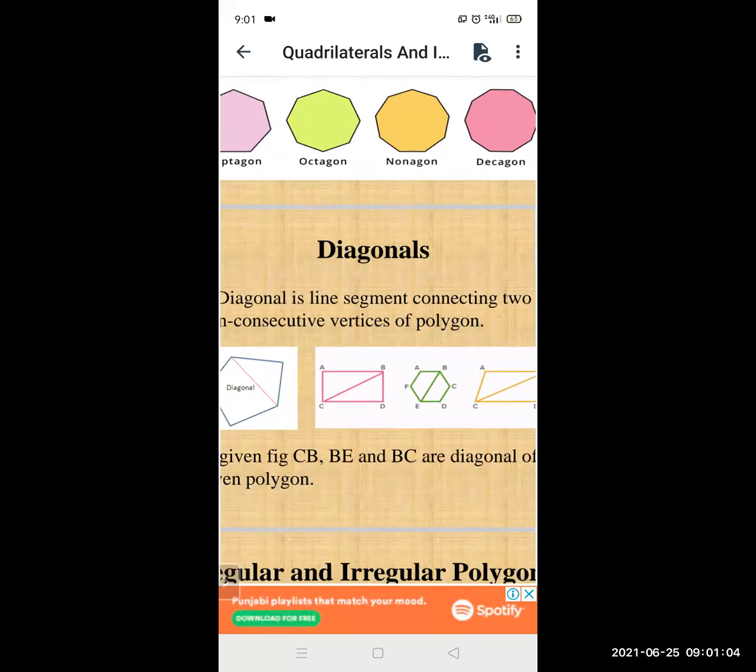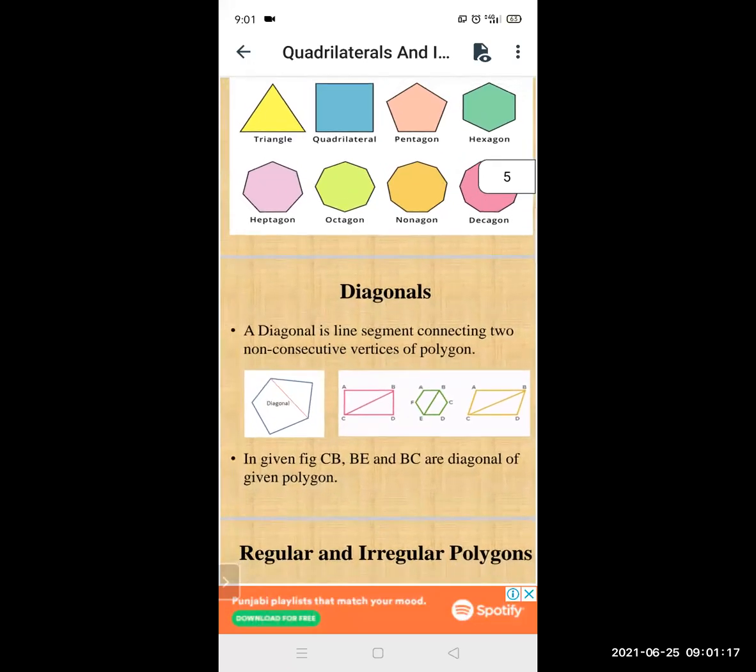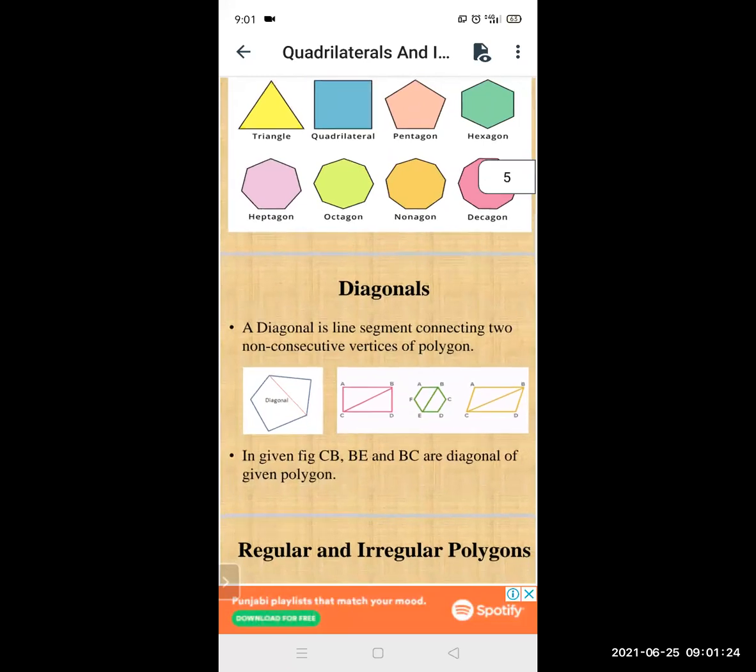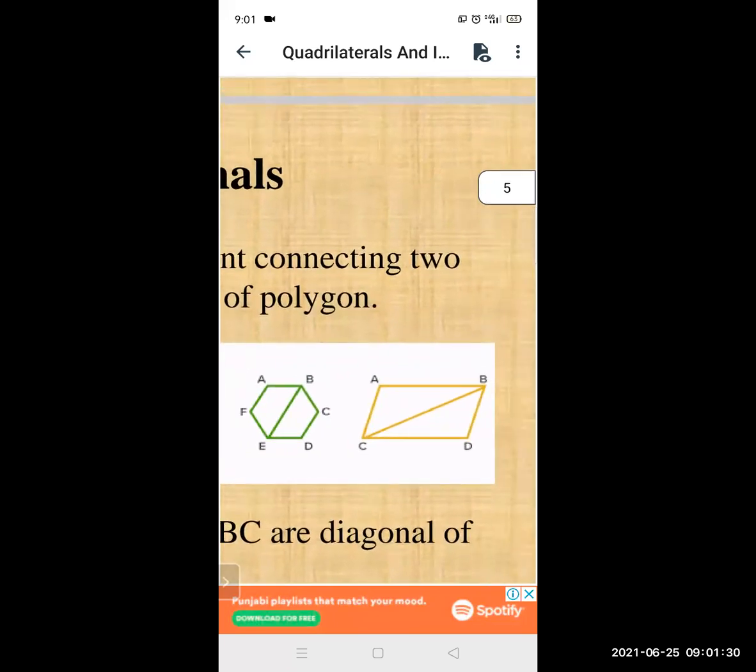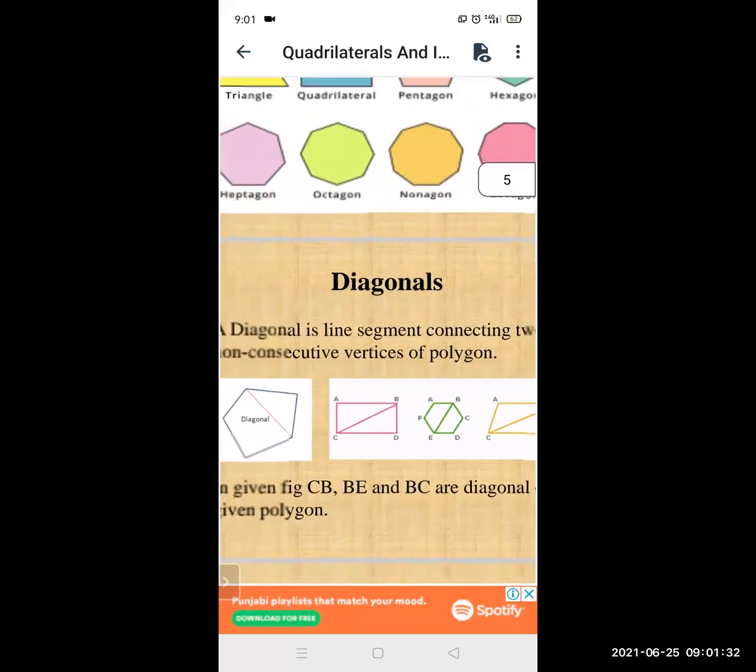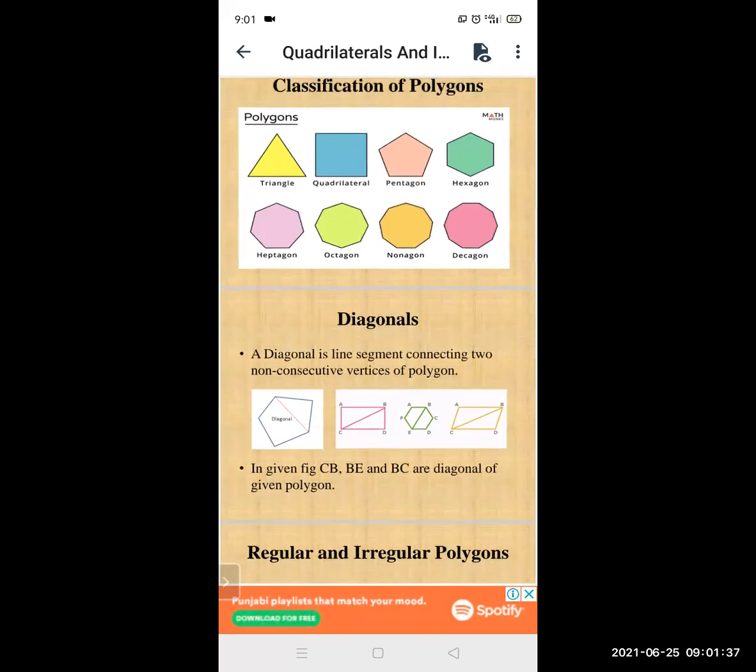And what are diagonals? Diagonals are very important because your whole quadrilateral chapter depends upon the diagonal part. So here I have noted down a sentence below. In the given figure, CB, BE and BC are diagonals of the given polygon. See here, CB, BE and BC. These three are the different diagonals of the given polygon. Whatever the polygon is, they are the diagonals of that given polygon.